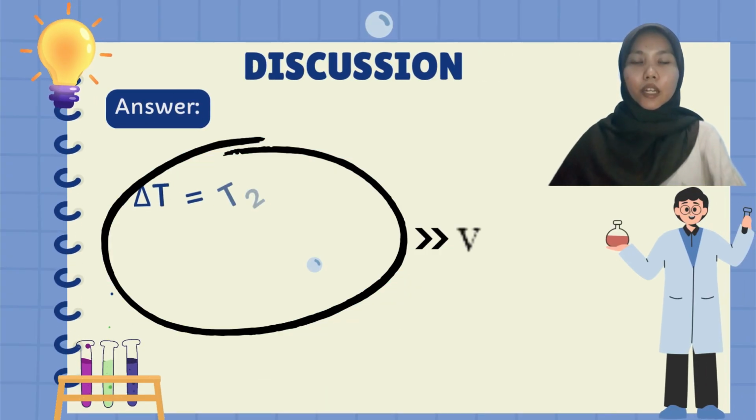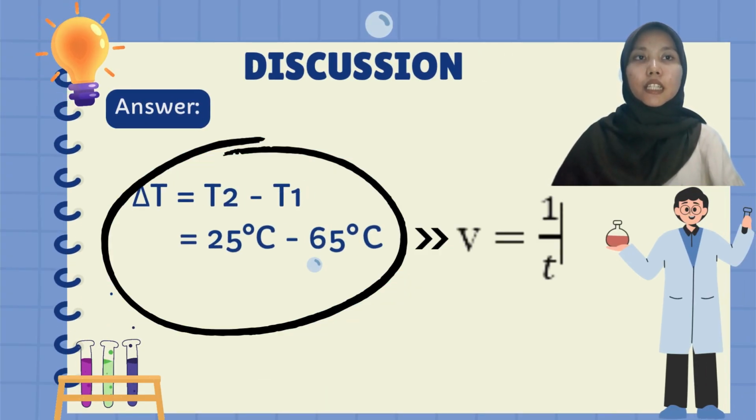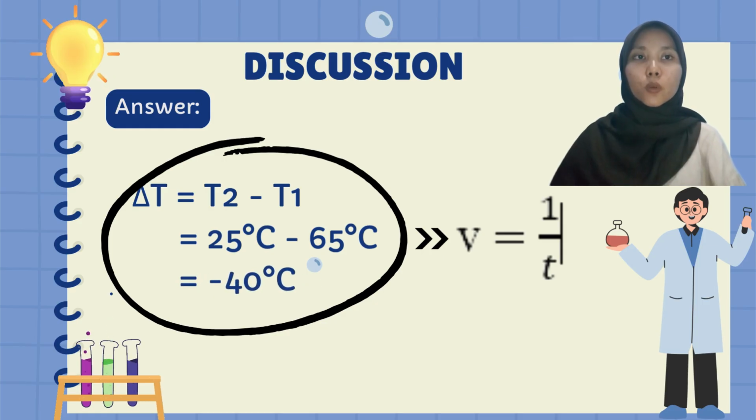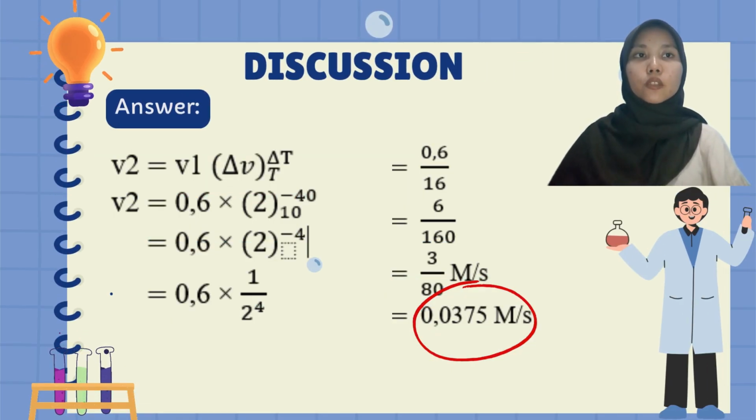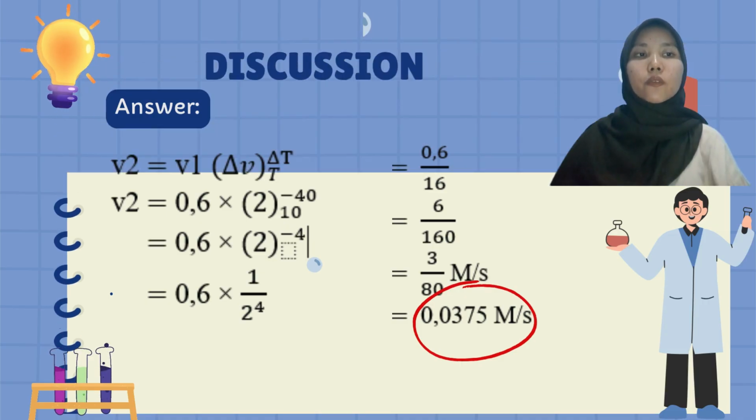Now let's discuss this answer. First, we calculate the temperature difference. Delta T equals T2 minus T1 equals 25 minus 65 equals minus 40 degrees Celsius. That means V2 equals V1 times delta V to the power of delta T per temperature. V2 equals 0.6 times 1 over 2 to the power of 4. Let's calculate it. 2 to the power of 4 is 16, so we get V2 equals 0.6 divided by 16. That is 0.0375 molar per second. That means the new reaction rate is 0.0375 molar per second.